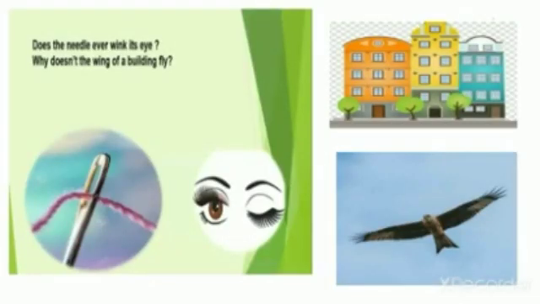Does the needle ever wink its eye? Why doesn't the wing of a building fly? Now in this second stanza, the poet refers to the needle's eye and wonders if it winks like a human eye. Now look at that part of the needle through which we put in the thread. That part of the needle is called the eye. And eye is also the sensory organ of humans. So a human can wink their eyes. Then why can't the needle wink its eye? So this is a rhetorical question put up by the poet.